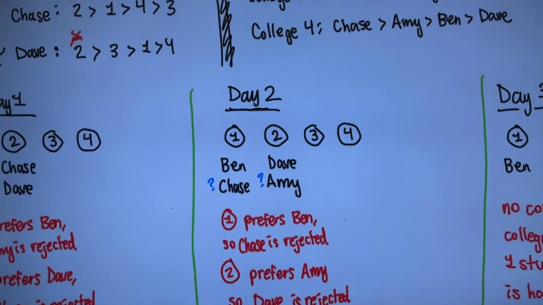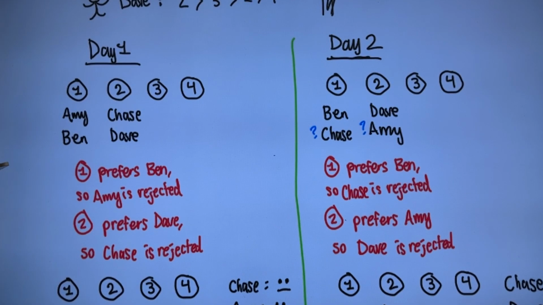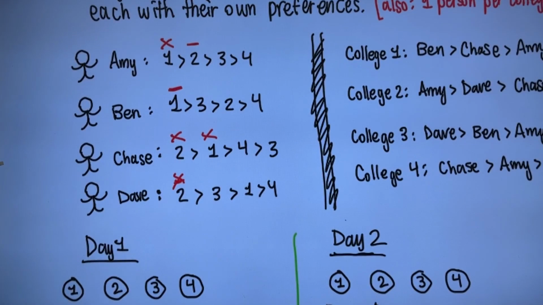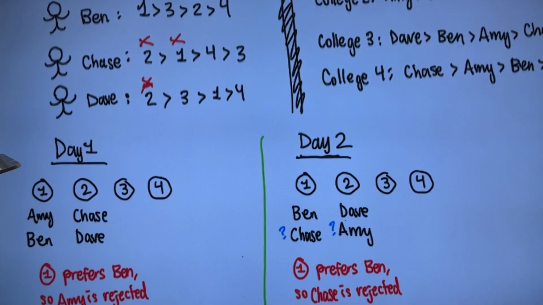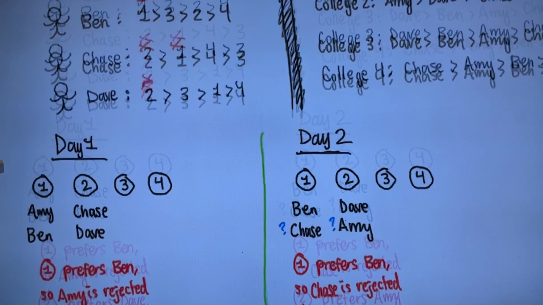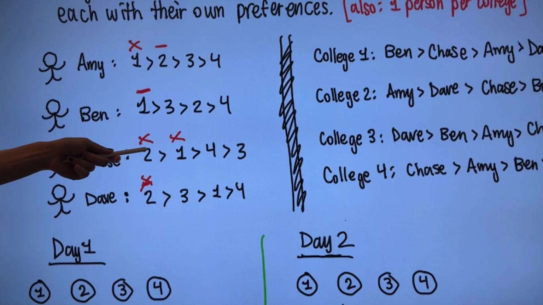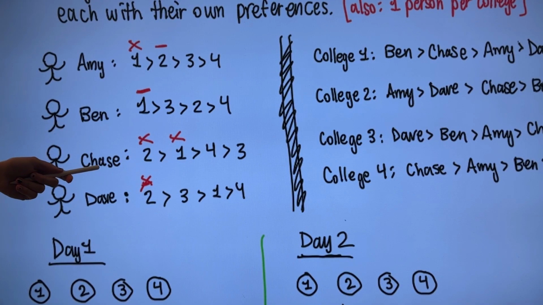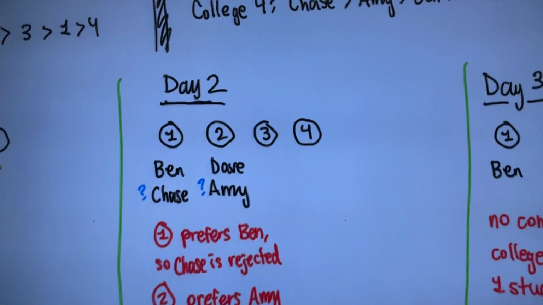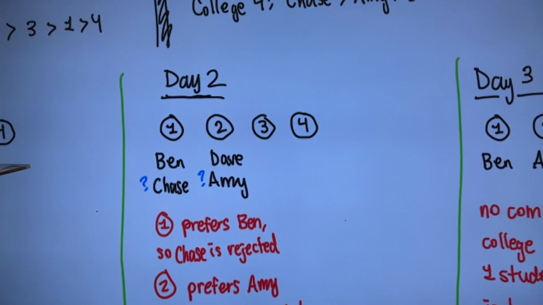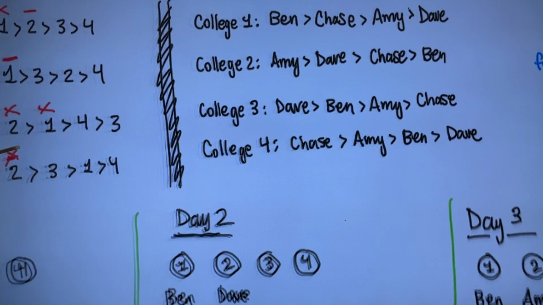Day 2. Now, because Amy and Chase have gotten rejected from their top pick, they're going to go down their list, okay? So Amy's next pick is college 2. So that's why she goes to college 2. We don't know if she'll stay there yet. Chase, his next pick, his number 2 pick, is college 1. So he's going to go to college 1. Now, is he going to stay there? We need to see. Well, let's take a look at the college list.